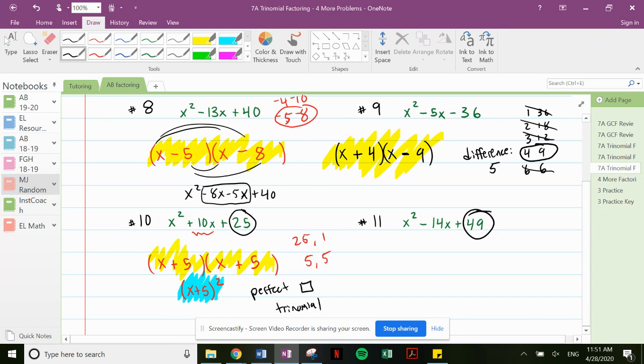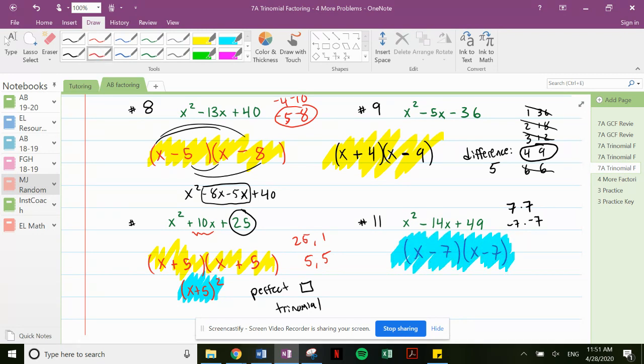I see 49 is a perfect square. I know that that's 7 times 7, but we have to add to a negative 14. I wonder if that could be negative 7 and negative 7, multiply to positive 49, and add to negative 14. So if we write this as x minus 7 times x minus 7, that gives us our negative 14x in the middle, and negative 7 times negative 7 gives us our positive 49. Again, that could be written as x minus 7 squared. That's another perfect square trinomial. All right, you guys are ready to try a couple practice problems on your own.